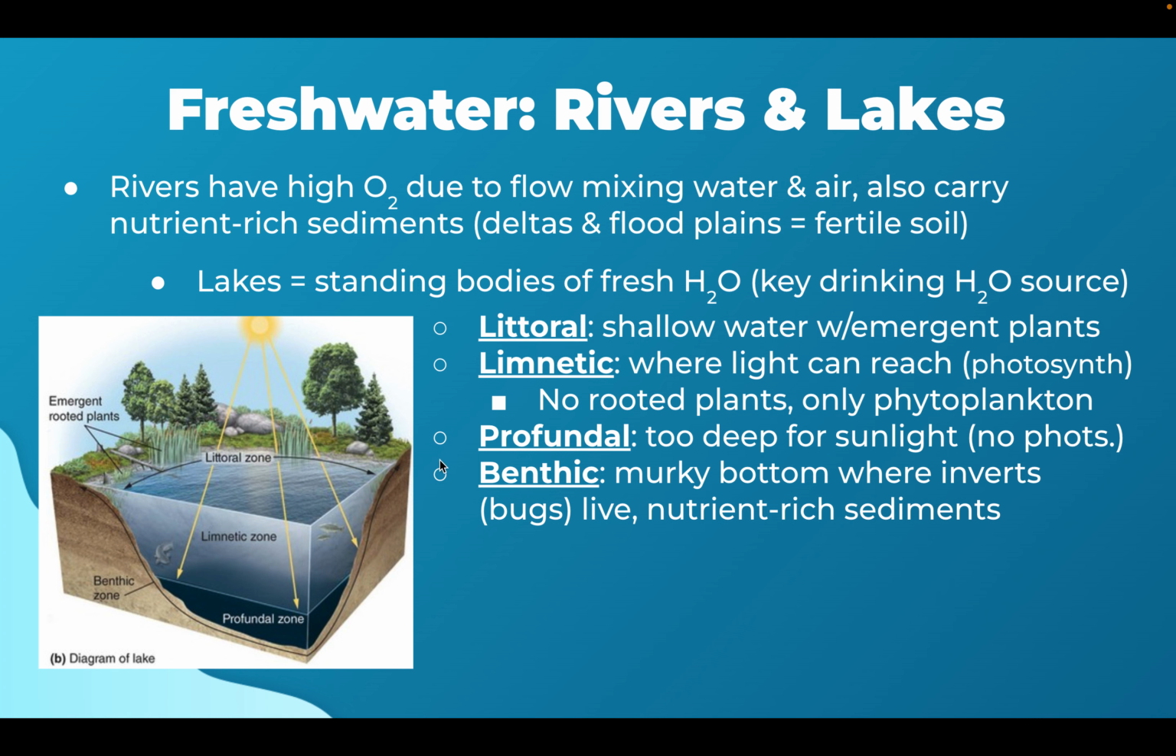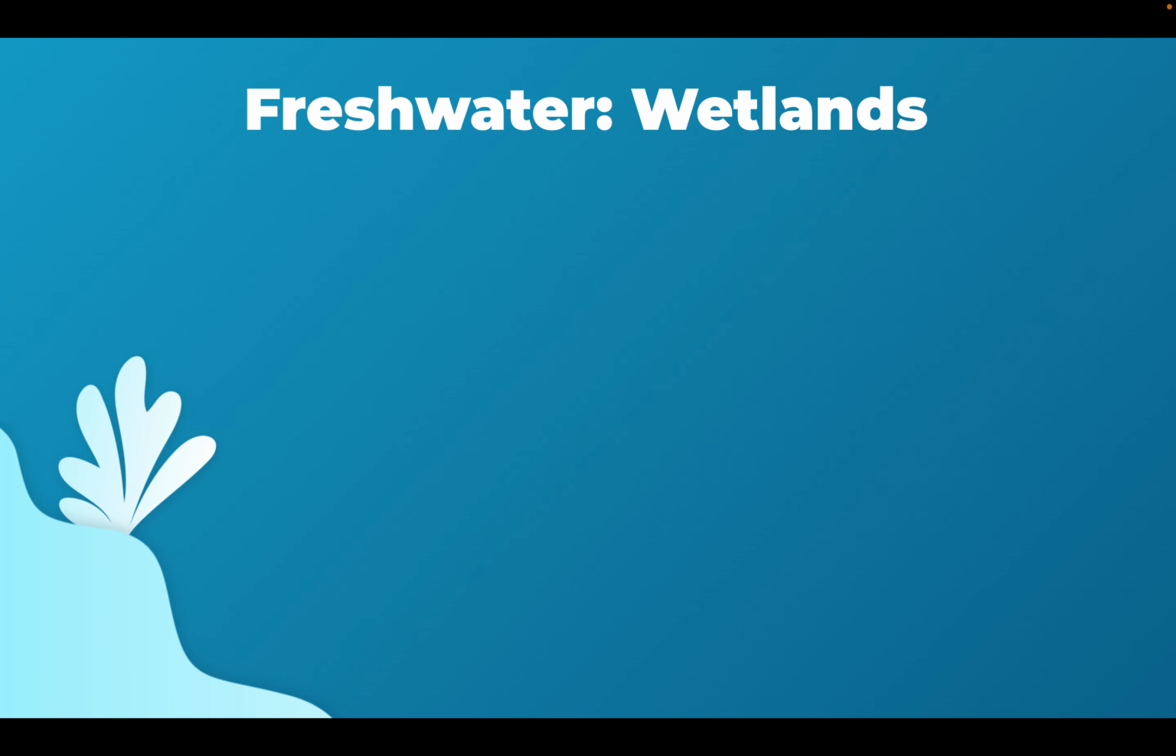The profundal zone is too deep for sunlight. So down here, no photosynthesis is occurring in the profundal zone. And then lastly, the benthic zone is the bottom, where you get a lot of sediment, a lot of murkiness. Bugs will live there, but you have a ton of good nutrients. That's where all the good nutrients hang out, at the very, very bottom. So that's freshwater, talking about rivers and lakes.